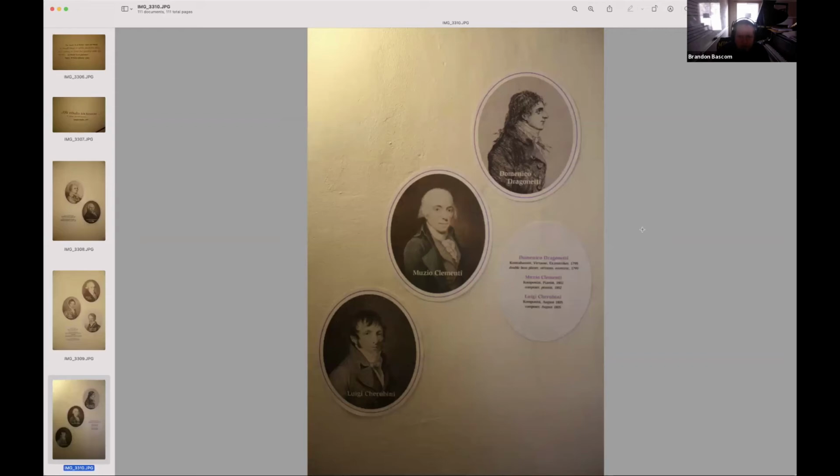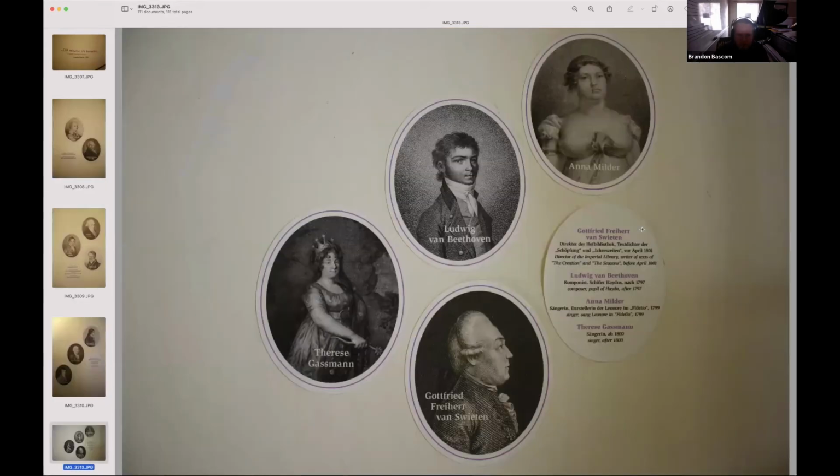You can see that Muzio Clementi, he's a famous composer that wrote a lot of sonatinas you might have heard. Cherubini was a composer, and Dragonetti was a composer. He wrote a lot of double bass material because he played the double bass. Beethoven came to see him at this house. Some other singers. Haydn was Beethoven's teacher.